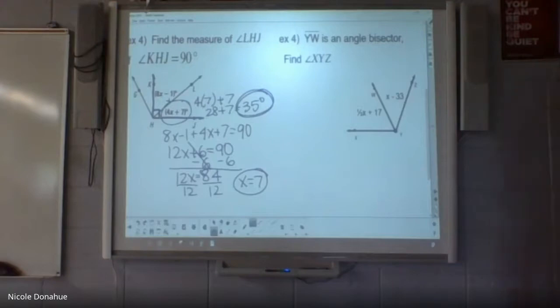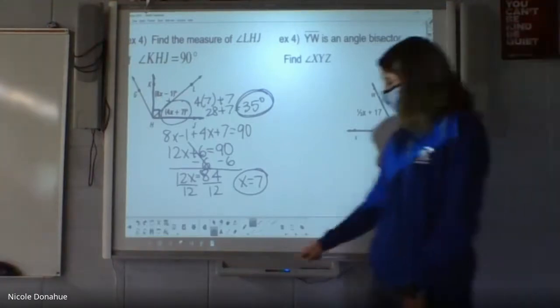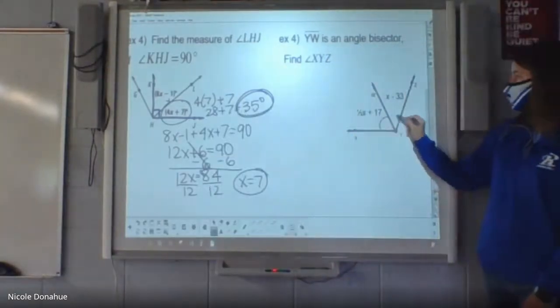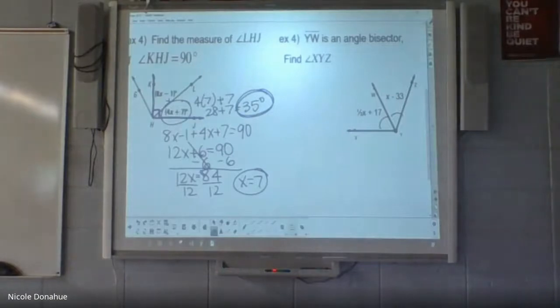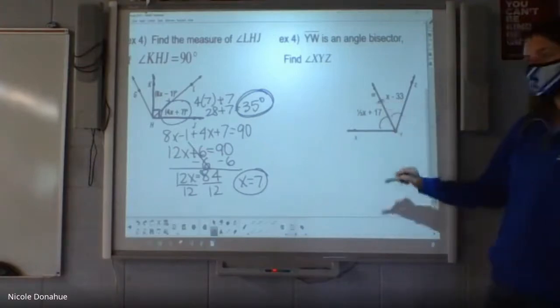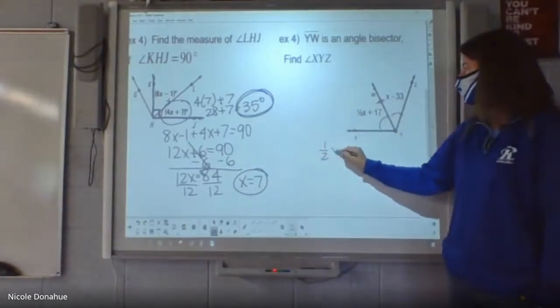All right, the next one they tell us of an angle bisector. Angle bisector, remember, breaks into two equal pieces, or two equal angles, so those two would be the same. They're the same, what can I do with them? Set them equal. Now this one is a fraction, so that might kind of throw you off or scare you.